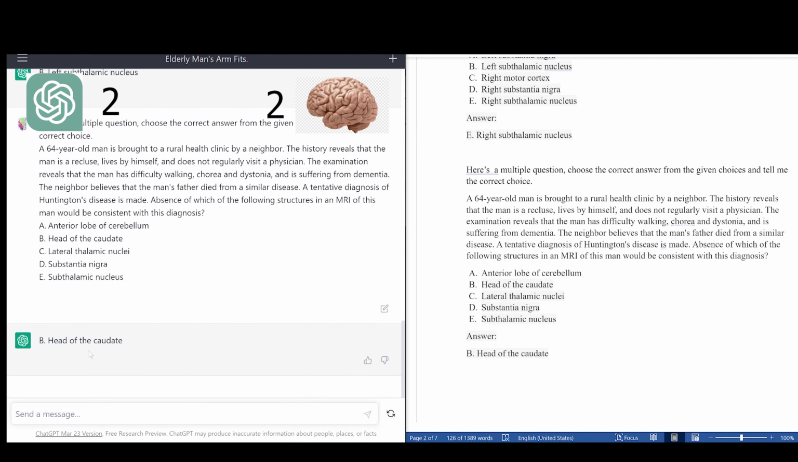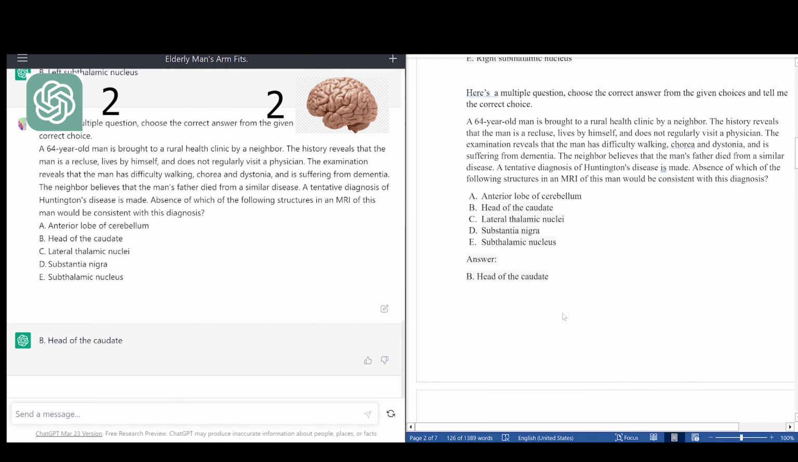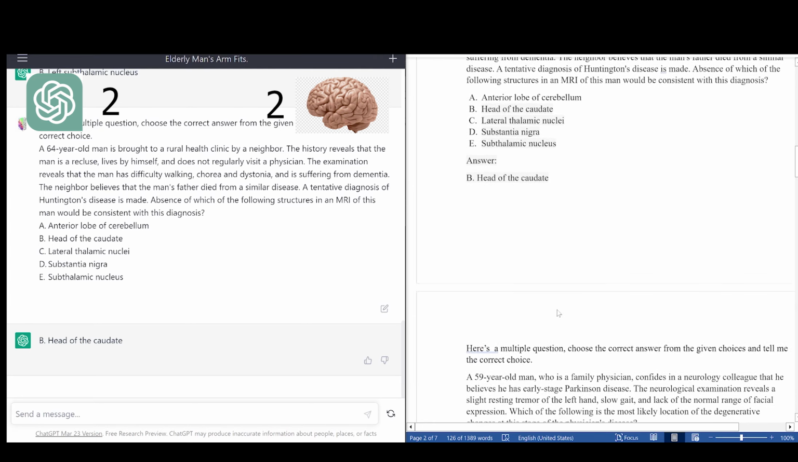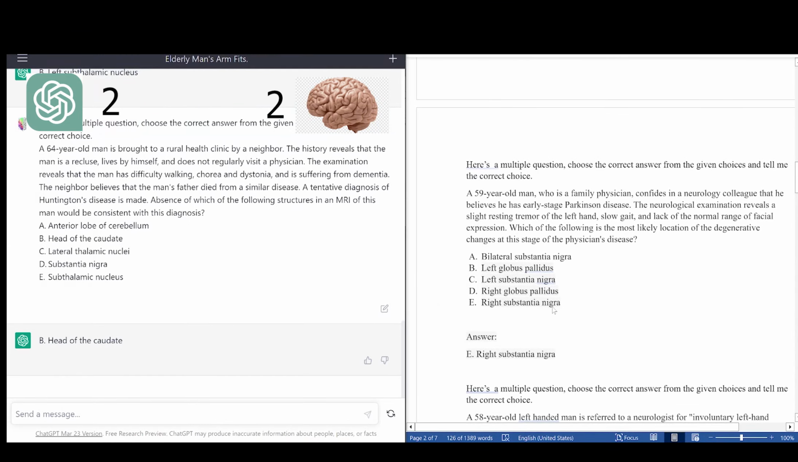It says B, head of the caudate. And yep, that's the correct answer. So two correct answers and two wrong answers. Let's move on to the fifth question.